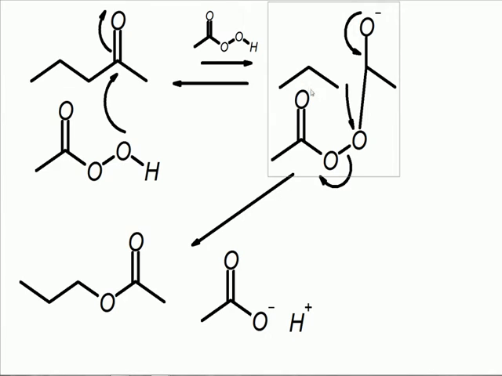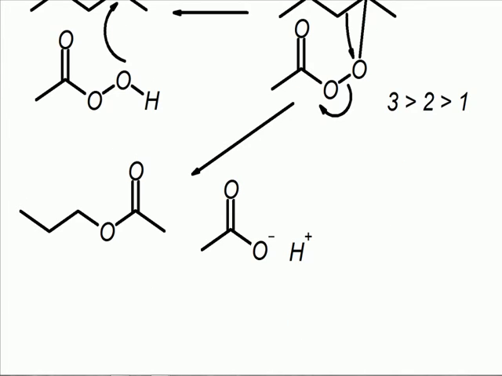And it's this intermediate, and I'll draw this line back in here so that nobody's confused. It's that intermediate that rearranges. And we call this a migration, and to talk about that migration, tertiary groups will migrate faster than secondary groups, which will migrate faster than primary groups. That is the order. So if you have a choice, it's that more substituted side that is going to come over.